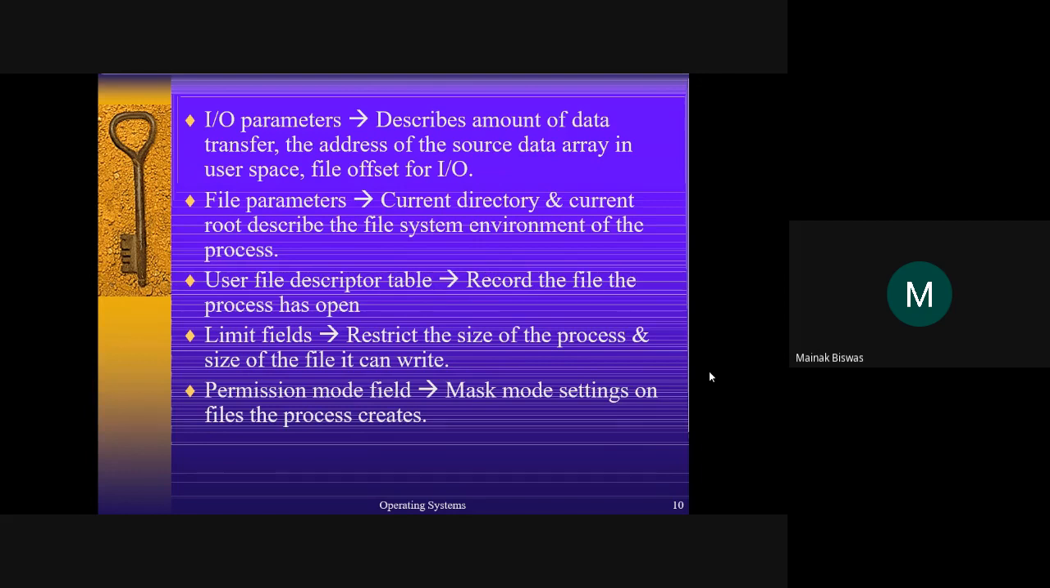Limit fields: there is a base and there is a limit. If the process is working, it has a base and a limit. What is the size of the process? This restricts the size of the process and the size of the file it can work with. The permission mode field means mask mode settings on the files that the process creates. Whenever you create a file, there are certain permission settings. If you open a file in write mode, the file may not allow others to read or write, so the settings of a particular field might change.